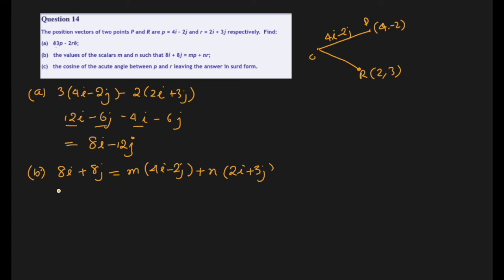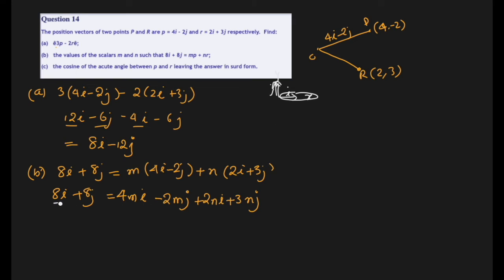So what does this become? 8i plus 8j equal to 4mi minus 2mj plus 2ni plus 3nj. One thing we should be very clear about: i is in the x direction. This is the i vector. j is in the y direction. No matter what we multiply this i with, it will never go in the direction of j, because direction doesn't change by multiplying by a scalar.